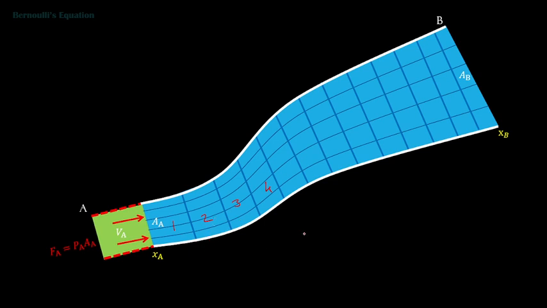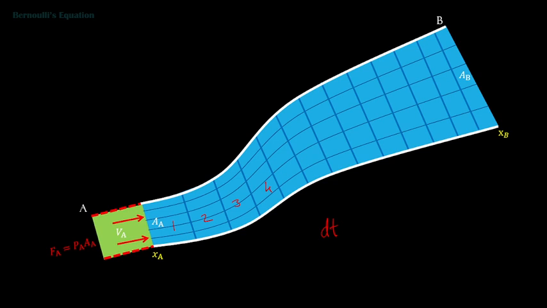So, in time delta t, or in time dt, subsection 1 moves and replaces subsection 2. Subsection 2 moves further and replaces subsection 3, and so on. The volumes of all these subsections are equal because they are supposed to replace each other, and the mass of the liquid remains the same and the liquid is incompressible.